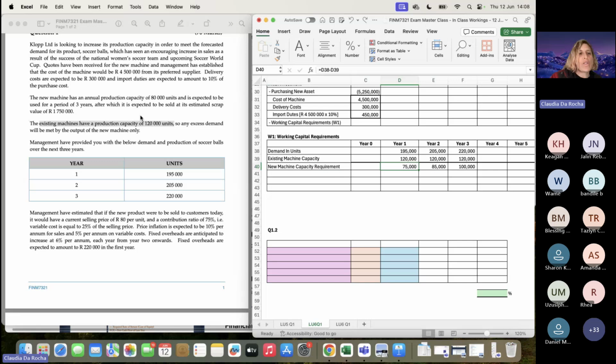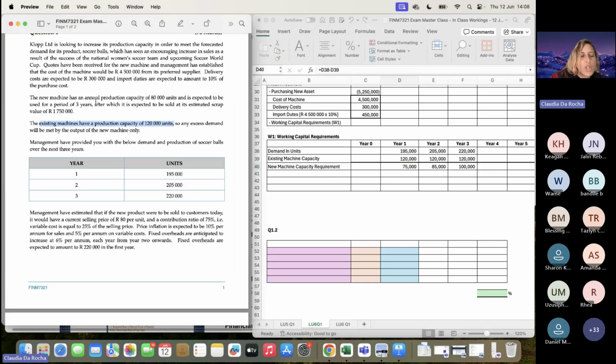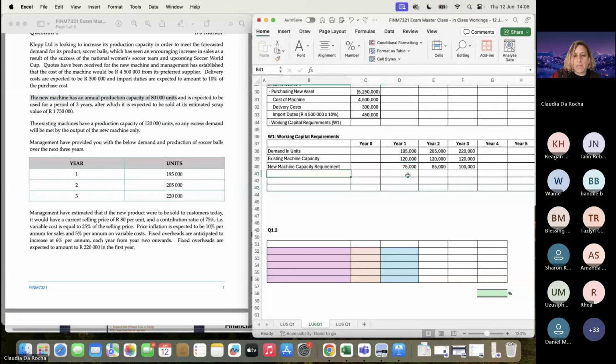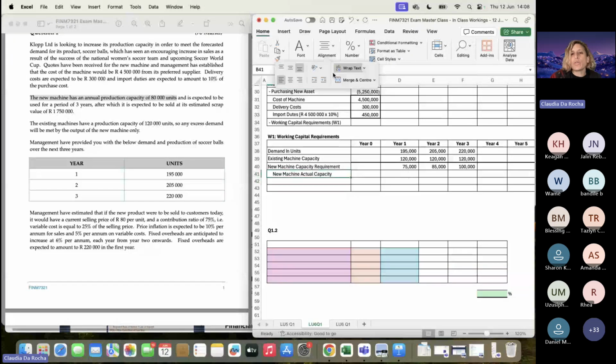However, we know that the new machine can only produce a certain amount. It can only produce 80,000 units. So it means that our new machine won't be able to do all of it. It is limited. Obviously the 75,000 is fine. We can't do 85,000, it's too much, it only has 80,000. And then for year 3, it is 80,000 again. Here they are testing whether you understand limitations, whether or not we can do more. So new machine actual capacity or limitation.